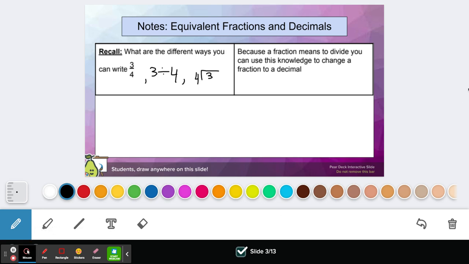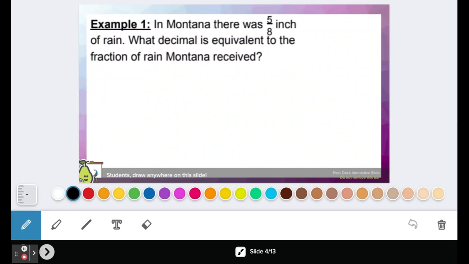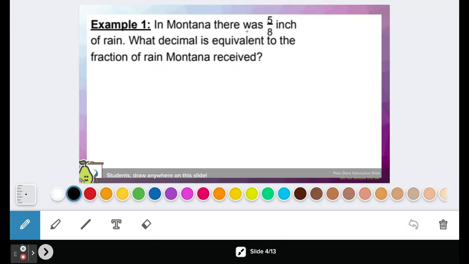When I go into our next slide, it says in Montana there was 5/8 inch of rain. What is the decimal equivalent to the fraction of rain Montana received? From here, I need to remember to change my 5/8 into a decimal, which means I'm going to have to divide. So I'm going to be using the long division.